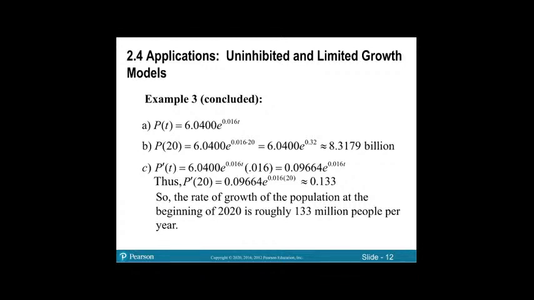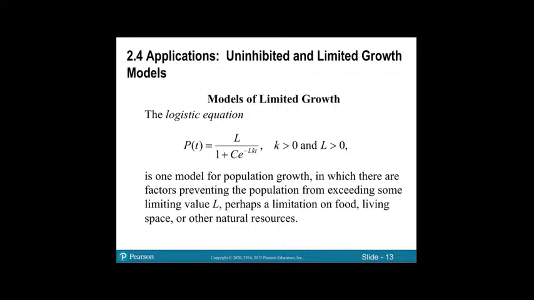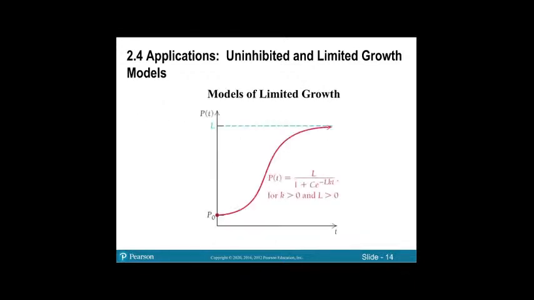All right. So then we have this logistic equation, right? So this is a logistic growth model. The graph starts off exponentially and then levels off. This is a model for population growth where there are factors preventing the population from exceeding some limit value L, perhaps a limitation of food, living space, or other natural resources. So instead of the population growing exponentially, it'll start off exponentially, then it'll reach a cap.